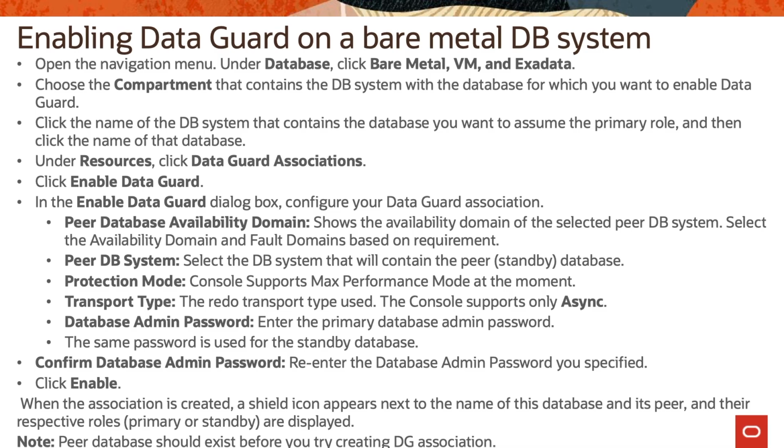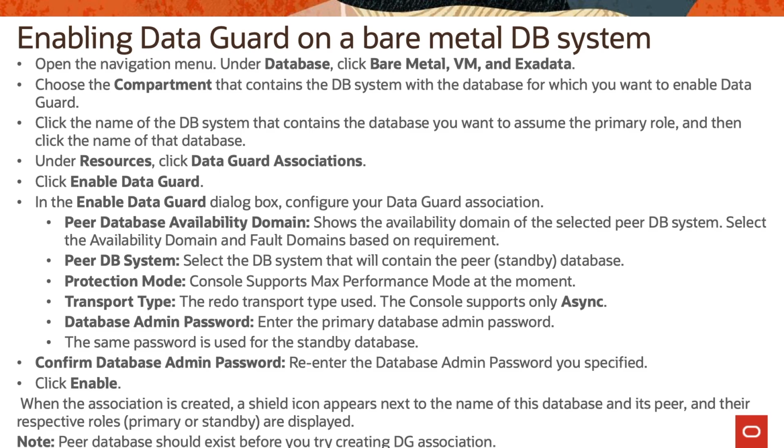So you need to select the AD and fault domains based on the requirement, and keep in mind that you have already created the peer database in order to associate in a bare metal DB system Data Guard association. So peer DB system is, select the DB system that will contain the standby database. The protection mode by default is going to be maximum performance, and the transport type is going to be async. So async is the default which is supported from the console, and that is used for redo transport.